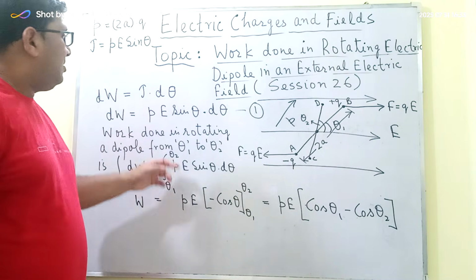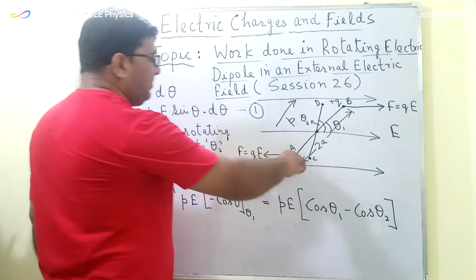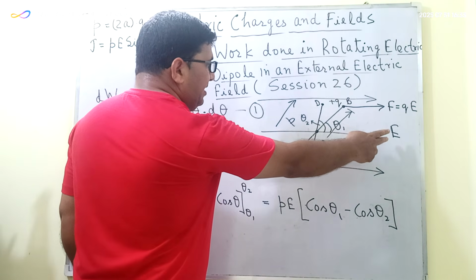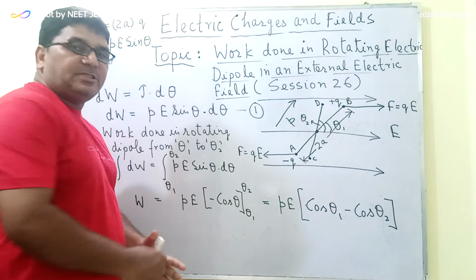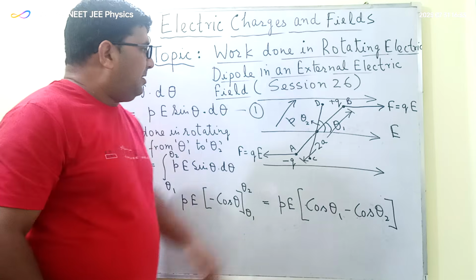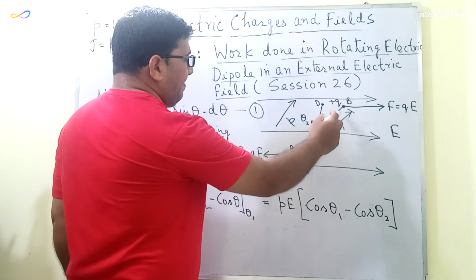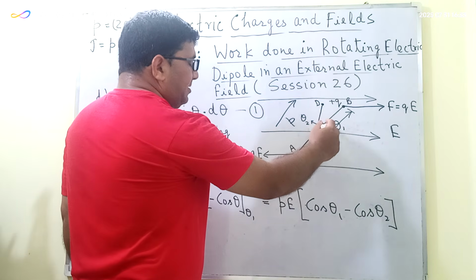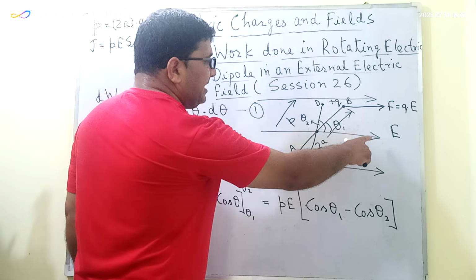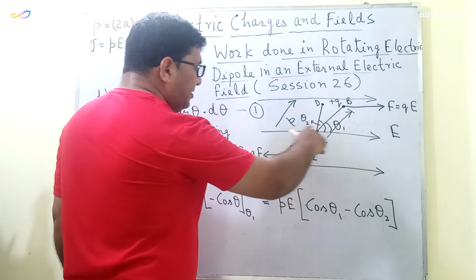So here there is one dipole AB which is placed in a uniform external electric field, say E. That is, the intensity of the electric field is equal to capital E, and the angle between the dipole moment and the direction of the electric field is theta 1.